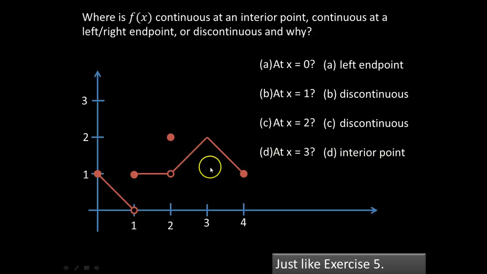And lastly, at x equals 4, the limit as we approach from the left side of 4 is equal to f of 4. So that is the criteria for being continuous at that right endpoint where x equals 4.